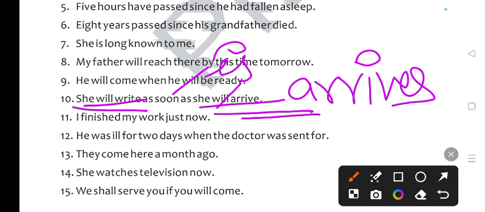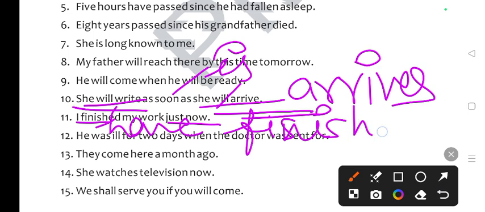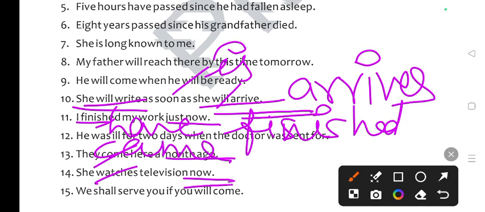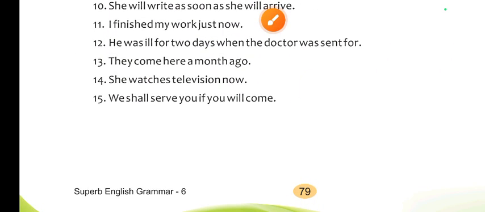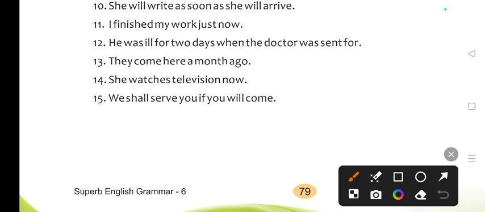Okay, I finished my work just now. So just now is there, so we will put here past perfect tense. Okay, so I have finished my work just now. Next, they come here a month ago. So a month ago, it is about the past, so they came here a month ago. She watches, no, it is about now, it means it is a present continuous tense, so we'll write here she is watching television. Okay, next, he will serve if you will come. No, we shall serve you if you come.